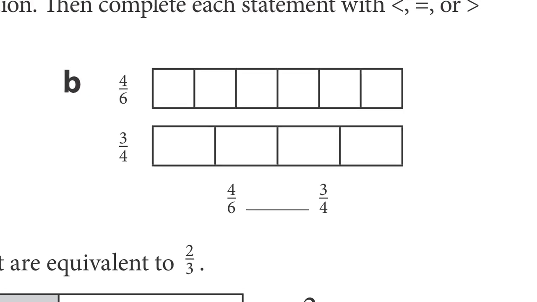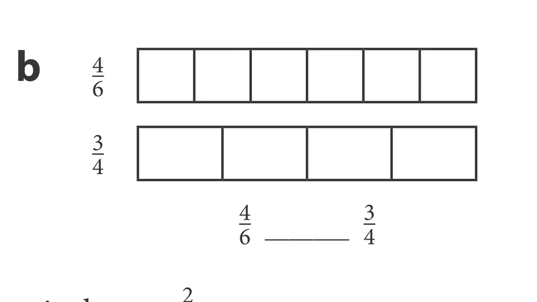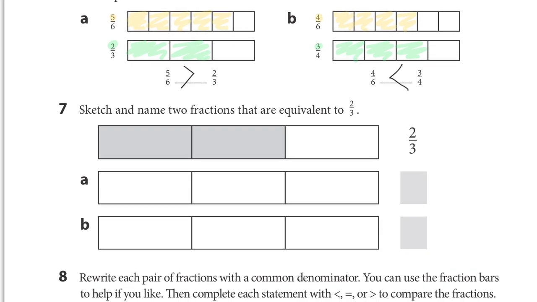Okay? If I move over to 4/6 and 3/4, this says 4/6, so 1, 2, 3, 4, and then 3/4, 1, 2, 3, and I can see once again, just by looking at the bars, that 3/4 is larger than 4/6, so I can allow the alligator to eat the larger number. Okay? Sketch and name 2 fractions that are equivalent to 2/3.